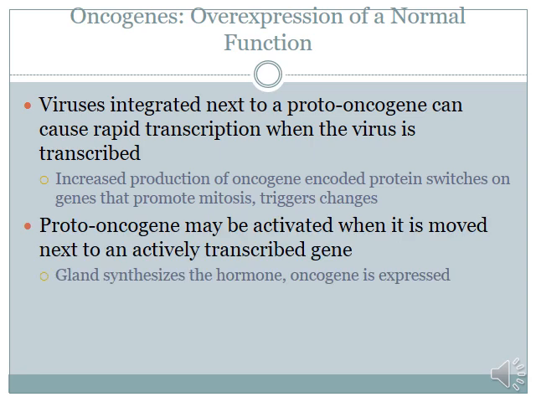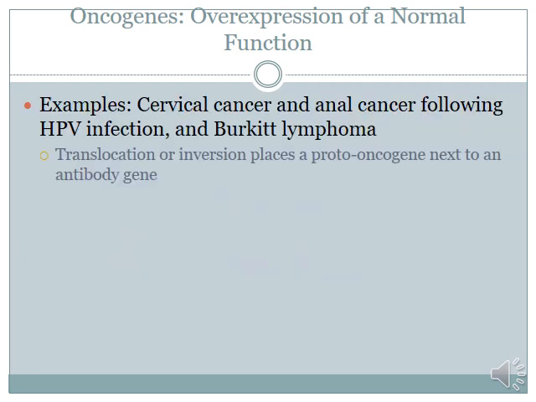Viruses integrated next to a proto-oncogene can cause rapid transcription when the virus is transcribed. This increases the production of the oncogene-encoded protein, which then switches on genes that promote mitosis, and it triggers various changes. The proto-oncogene may be activated when it is moved next to an actively transcribed gene, and the gland synthesizes the hormone, and the oncogene is expressed. Some examples are in cervical cancer, in anal cancer following an HPV infection, or Burkitt's lymphoma.